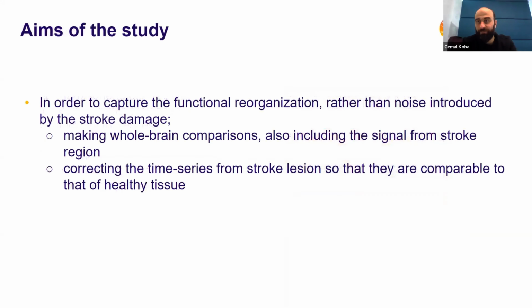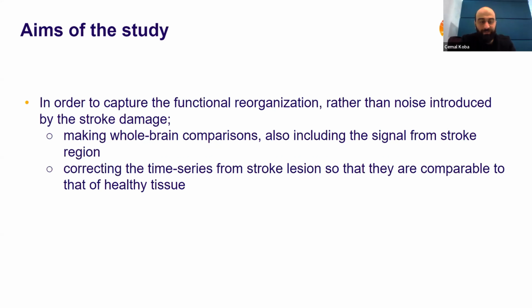So considering this heterogeneity challenge, noisy signal and intrahemispheric puzzle, in this study, we aim to first make stroke data, functional stroke data, comparable to that of control cases. Because generally, the common approach is to mask the signal around the stroke lesion to avoid this noisy signal. However, no one wants to lose the data that's already there that can be salvaged.